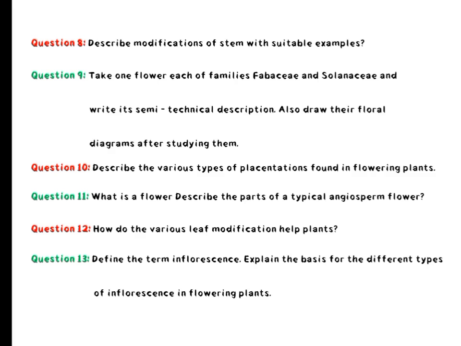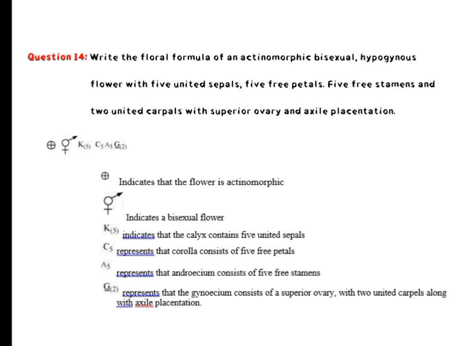Then define the term inflorescence. Explain the basis of the different types of inflorescence in flowering plants. So, the definition of inflorescence, then two types, racemose inflorescence and cymose inflorescence, each with one example. Next question: write the floral formula of an actinomorphic bisexual hypogynous flower with 5 united sepals, 5 free petals, 5 free stamens and 2 united carpels, with superior ovary and axial placentation.